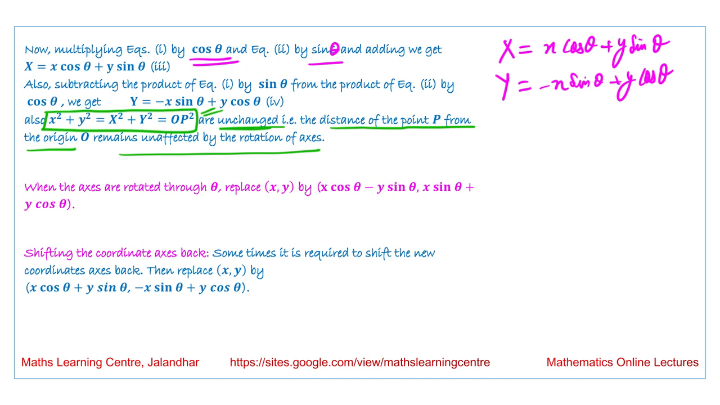So, the transformations that we have obtained over here are X is equal to x cos theta plus y sin theta and Y is equal to minus x sin theta plus y cos theta.